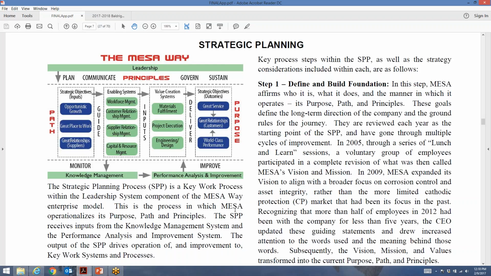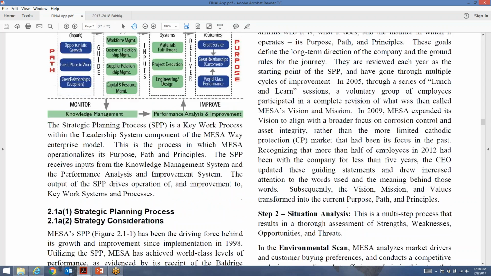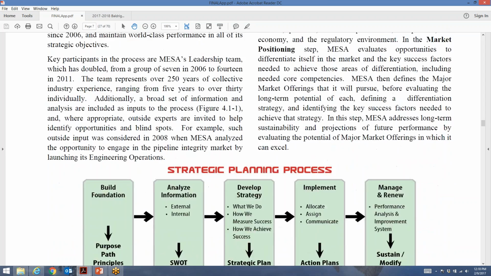Okay, so all I'm doing is just teeing this up for the examiner team to say, okay, we're going to end up talking about this thing through this entire application. And I'm just telling you, we're about to tell you about this strategic planning thing, and here's how this fits into this Mesa Way.